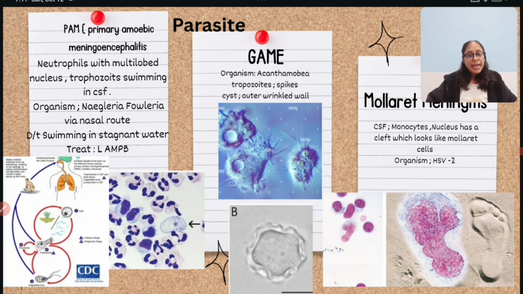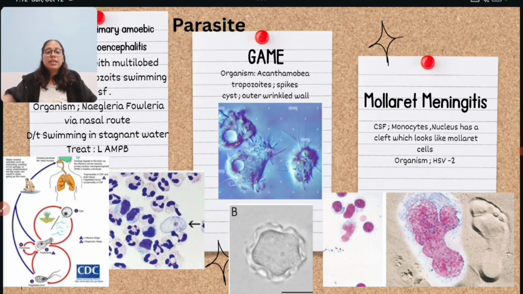Okay, and now we study GAM, and GAM is usually caused by organisms like Acanthamoeba, and we also have Balamuthia, which is one more organism which causes GAM. But most commonly, the question they ask is about Acanthamoeba. Now, in Acanthamoeba, the word acanth means spike-like. Okay, you could have studied it in pathology. So the trophozoites will have some spike-like appearance, and the cyst will have an outer brittle wall. So these are the two things, and they may ask you about it.